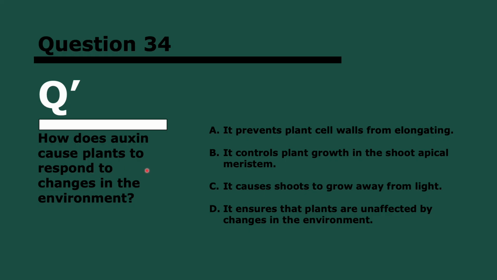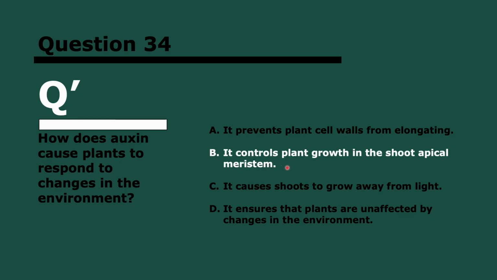Okay. Question 34. How does auxin cause plants to respond to changes in the environment? Okay. In 3, 2, and 1. So it controls plant growth in the shoot apical meristem. That's the main shoot, right? So it does not prevent cell walls from elongating. It does not cause shoots to grow away from the light. Actually, it's the opposite. And it does not ensure that plants are unaffected by changes in the environment. That just doesn't make sense. It's basically for growth, right? And it causes growth in the main meristem, and thus allows the plant to move to one side or the other to go towards the sunlight.